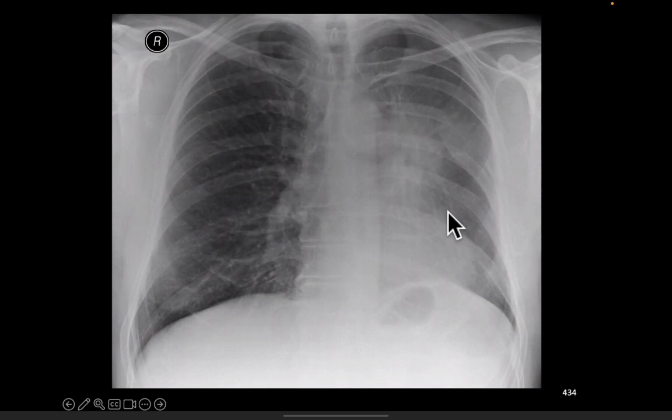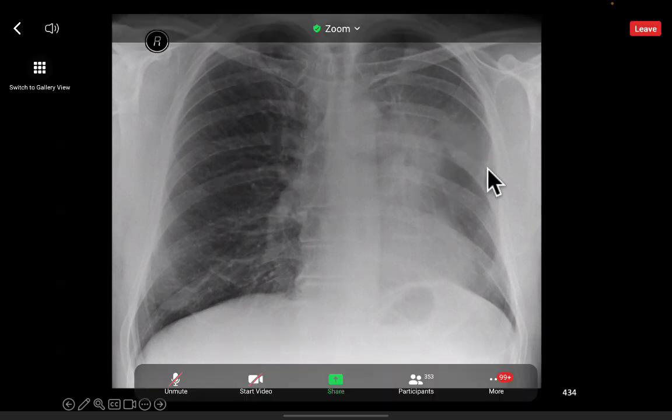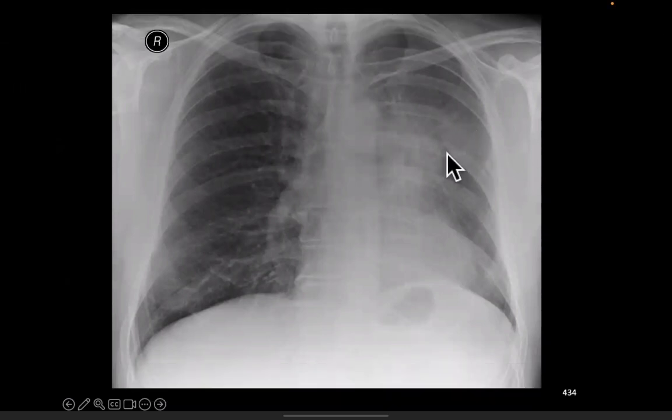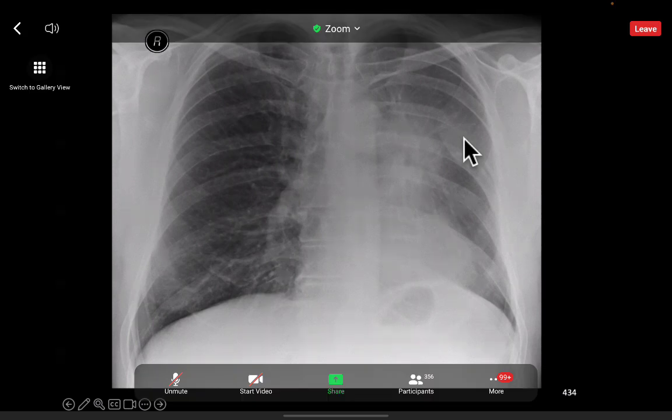But can anyone see that this rib is destroyed? And this is the incomplete border sign. So I can see that it's nice and sharp here, but it fades superolaterally. And that's because the destroyed rib is associated with a soft tissue mass, which is sharp medially and fades laterally.